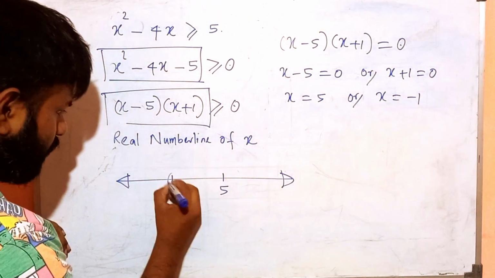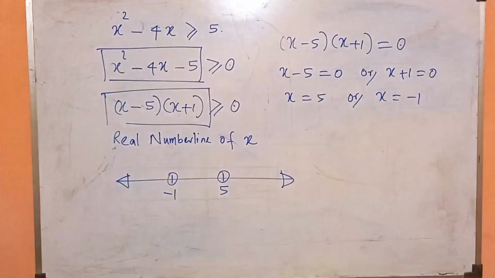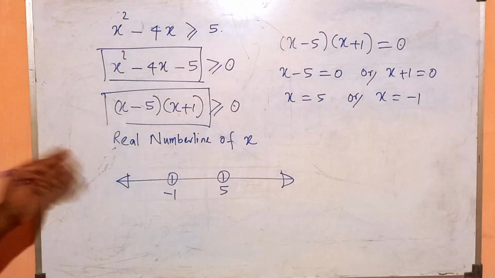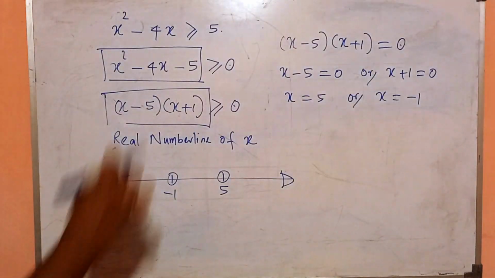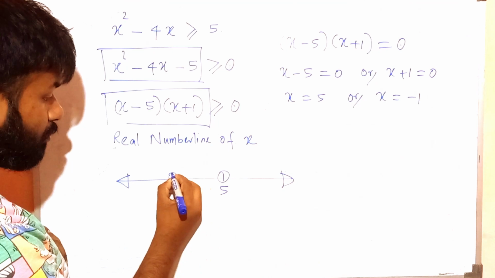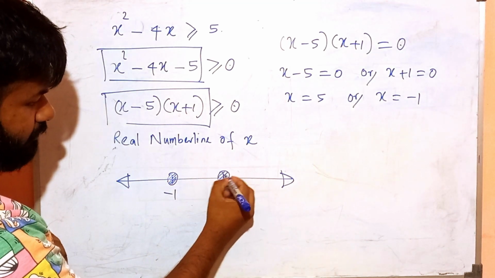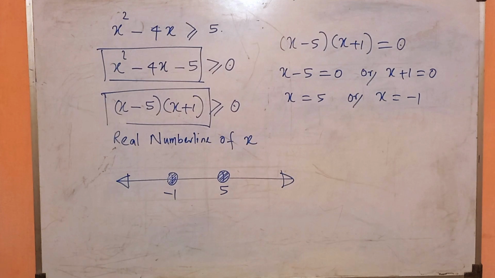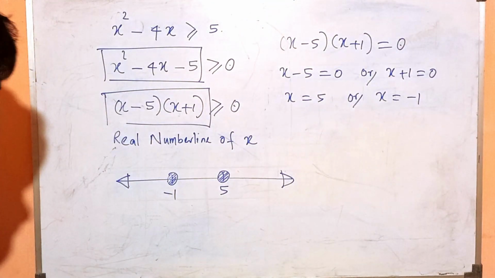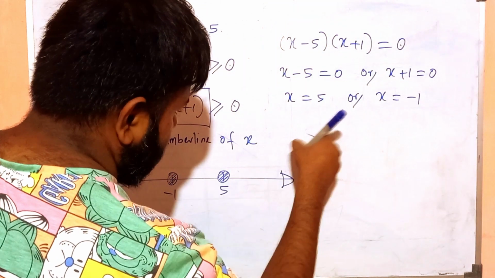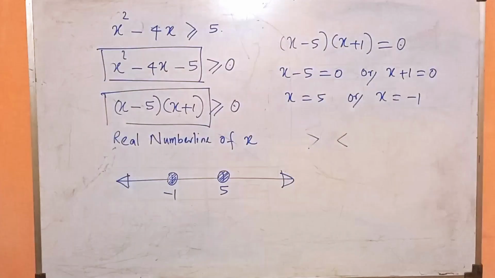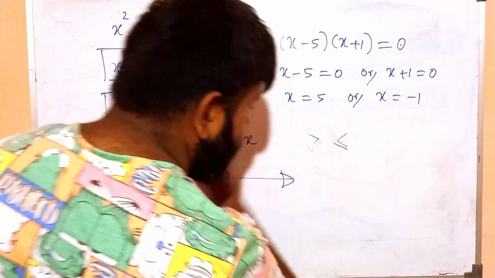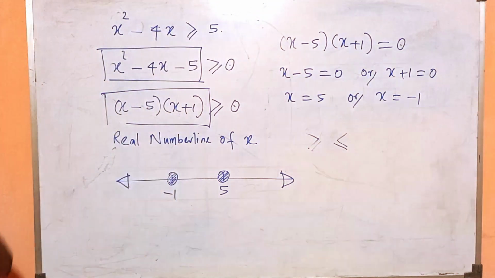The next step is you have to draw 2 circles at these values. If you have the sign greater than or equal to 0 or smaller than or equal to 0, if you have this equal part, you have to color the circle. If this equal part is not there, you don't have to color it. You just leave the circle as it is. If you find greater than or smaller than sign, then you don't have to color the circle. If you find greater than or equal to 0 or smaller than or equal to 0, then you have to color these circles.